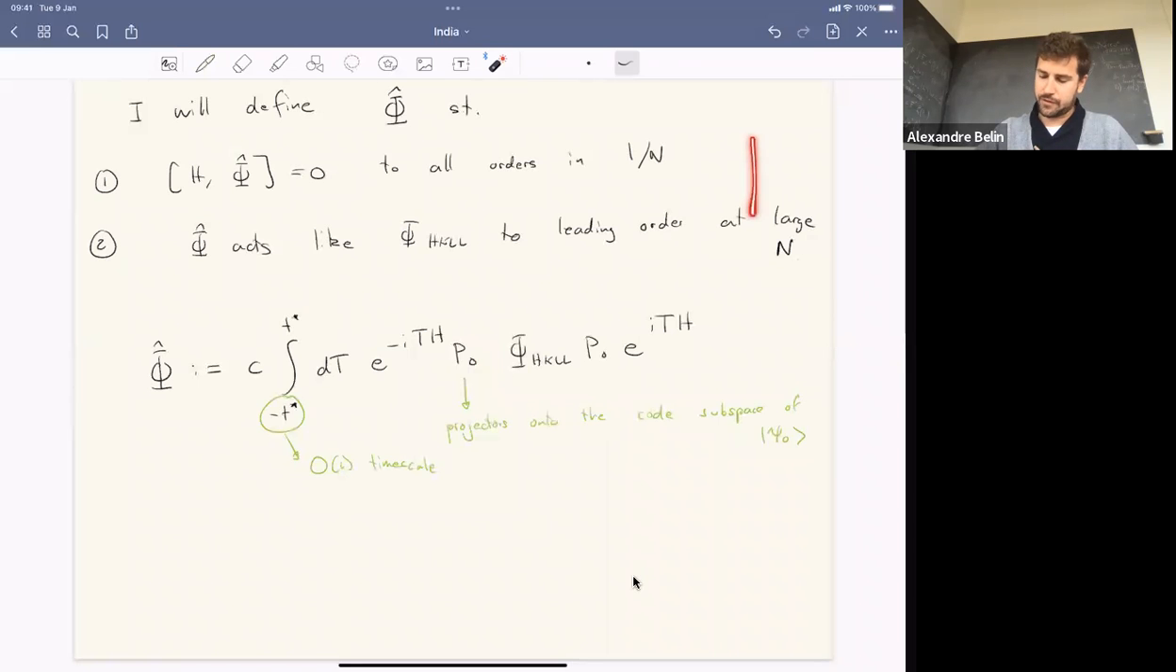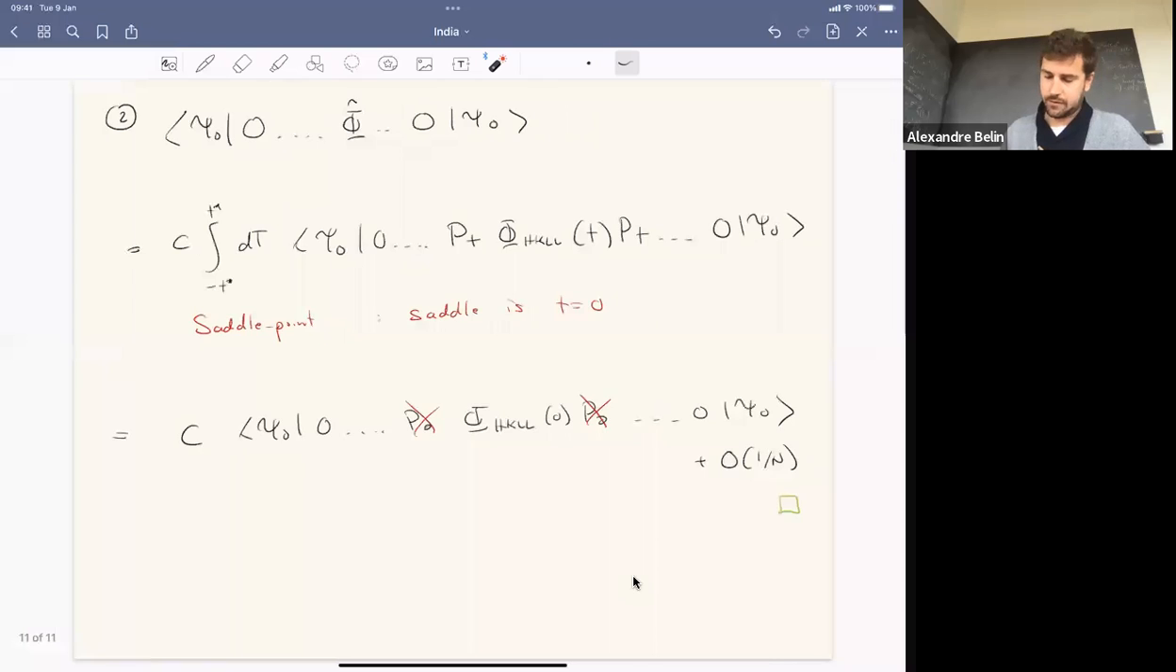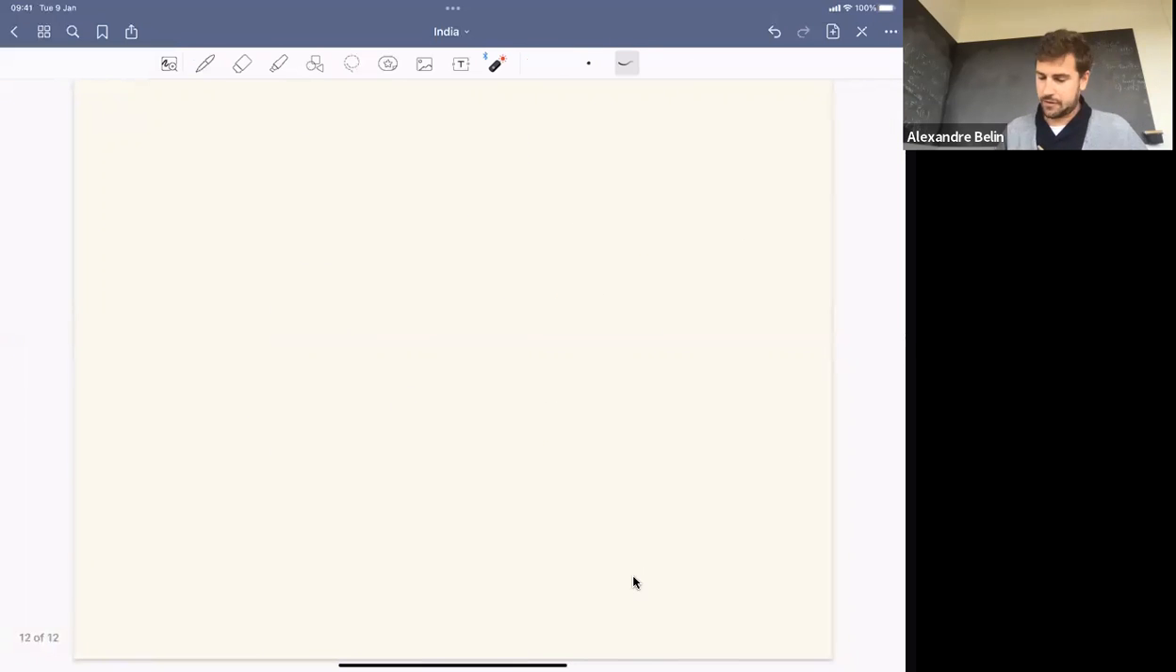Okay, so I proved these two properties. So now let me go to interpretation and comments, and then I'll finish.